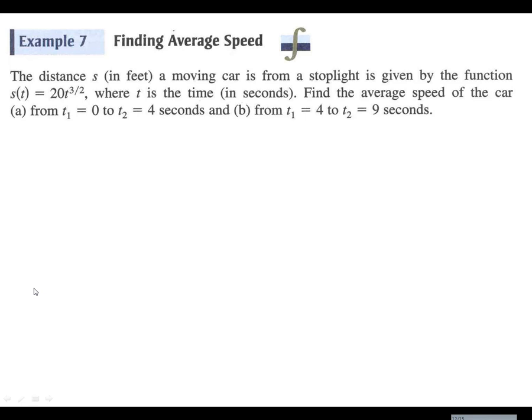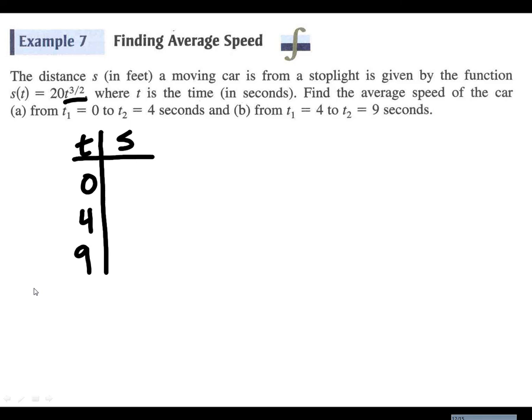All right, 2 examples to go. Let's try the word problems. The distance s in feet a moving car is from a stoplight is given by this function. Find the average speed of the car from 0 to 4 and from 4 to 9. All right, same exact thing as we just did here. I'm going to make a quick t-table here. That might just help us just a little bit, and it's going to relate time to speed. And the important points we've got here are 0, 4, and 9. Go ahead and plug these things into this.